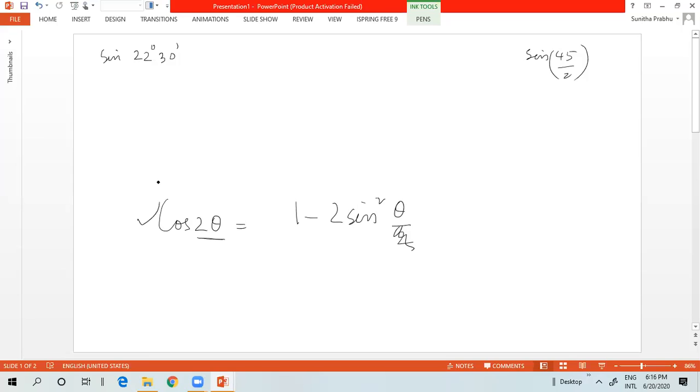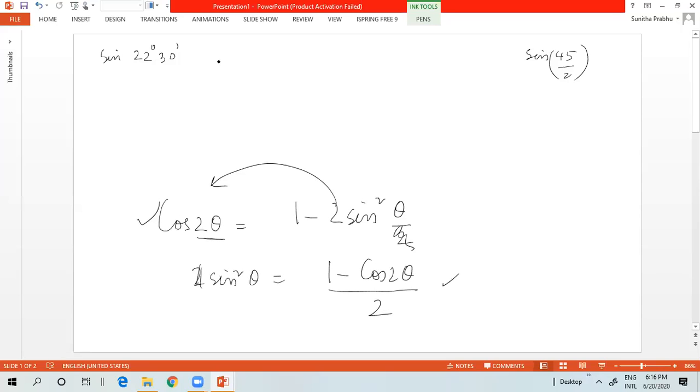I know the value of this. If I know the value of this, yes, I can find the value of 22.5, correct? Yes, sir. Okay, so I like your idea. We will use that formula. Cos 2 theta is equal to 1 minus 2 sine square theta. Therefore 2 sine square theta is going to be 1 minus cos 2 theta, or sine square theta is going to be 1 minus cos 2 theta by 2.